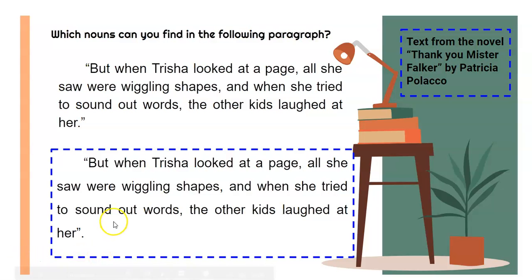It says, in the first sentence, let's see if you get it. We have Trisha, it's a proper noun. Page, it's a common noun. Shapes, words, and kids.